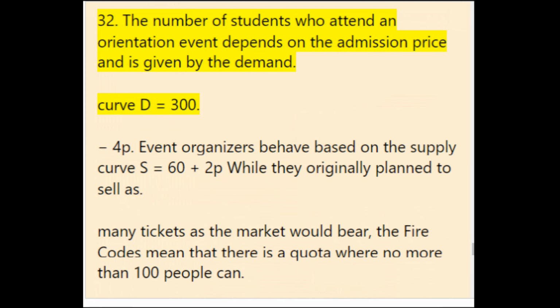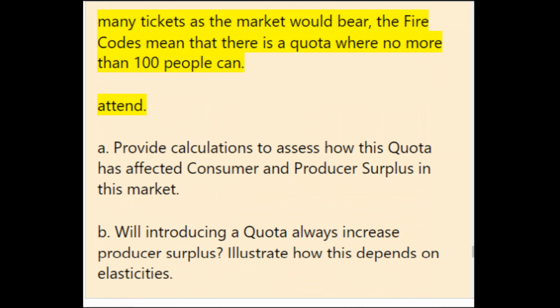32. The number of students who attend an orientation event depends on the admission price and is given by the demand curve D equals 300 minus 4P. Event organizers behave based on the supply curve S equals 60 plus 2P. While they originally planned to sell as many tickets as the market would bear, the fire codes mean that there is a quota where no more than 100 people can attend.